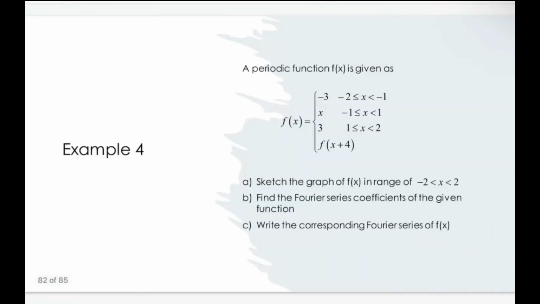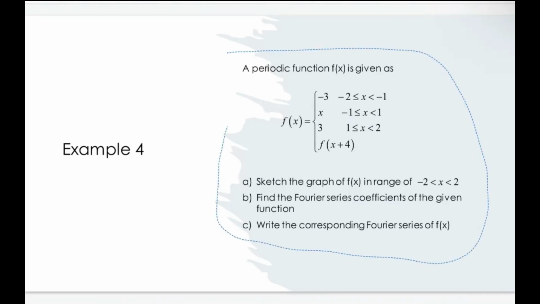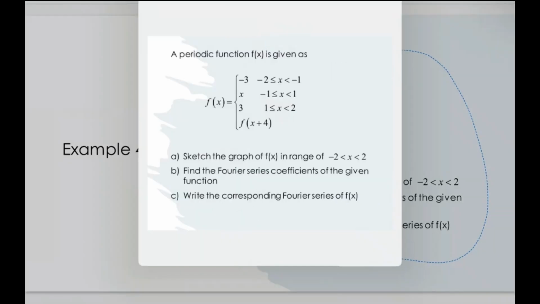Right. So this is I think the last example, example number 4. A periodic function f(x) is given as f(x) equal to -3 in the range -2 to -1, equal to x in the range of -1 to 1, and equal to 3 in the range of 1 to 2. Sketch the graph of f(x) in the range of -2 to 2. Find the Fourier series coefficients and write the corresponding Fourier series. So here we need to sketch the graph. So let's copy this one first.